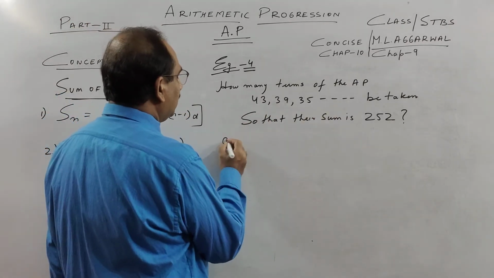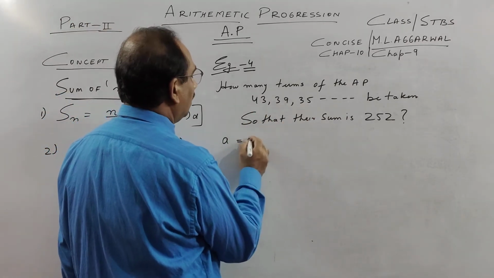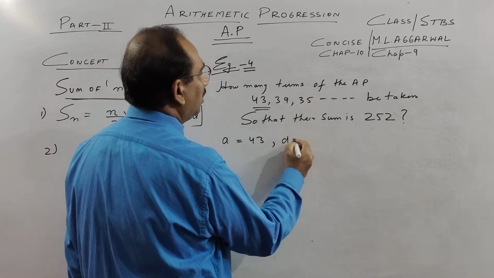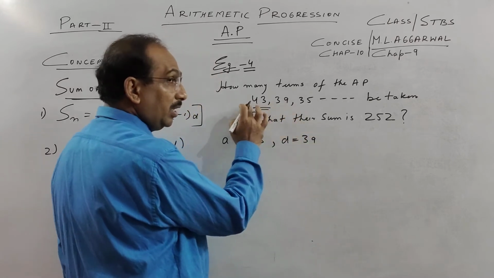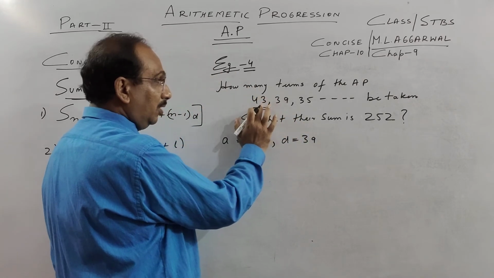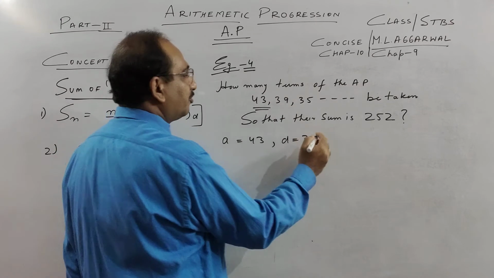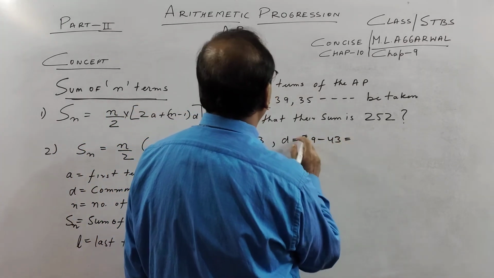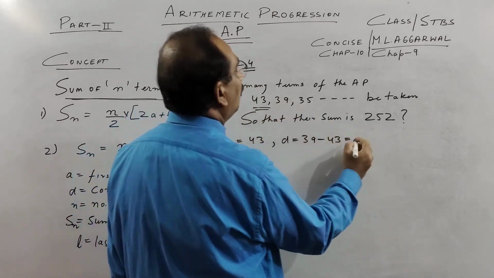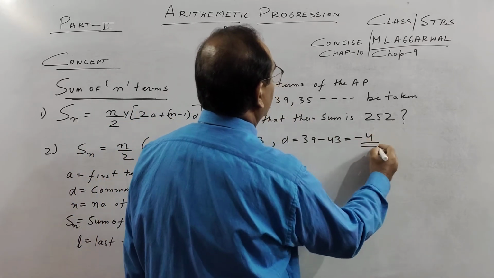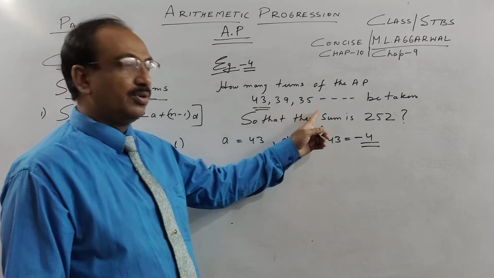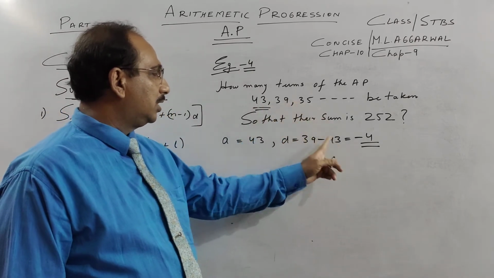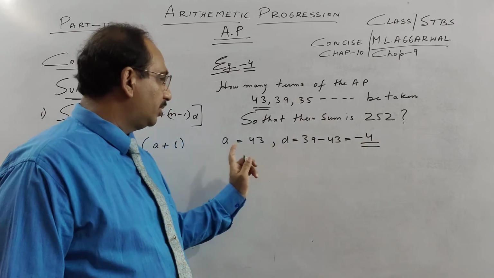So this is a decreasing AP, that means D will be minus. A is 43, the first term. When you see decreasing, common difference is, remember, second minus first, children, not first minus second. Don't have a tendency to always subtract smaller from the larger. We have to subtract larger from the smaller also. So this will give you 39 minus 43, which is minus 4. This is a decreasing sequence, so D is minus 4 and the first term is A.